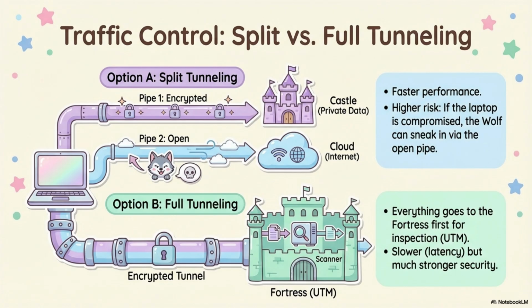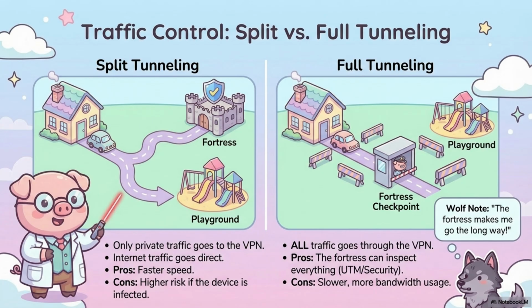This improves performance, but increases risk if the endpoint is compromised. Full tunneling sends all traffic through the VPN tunnel. This adds latency and encryption overhead, but allows centralized inspection through security devices such as unified threat management systems. Many organizations accept the performance cost to gain stronger security controls.